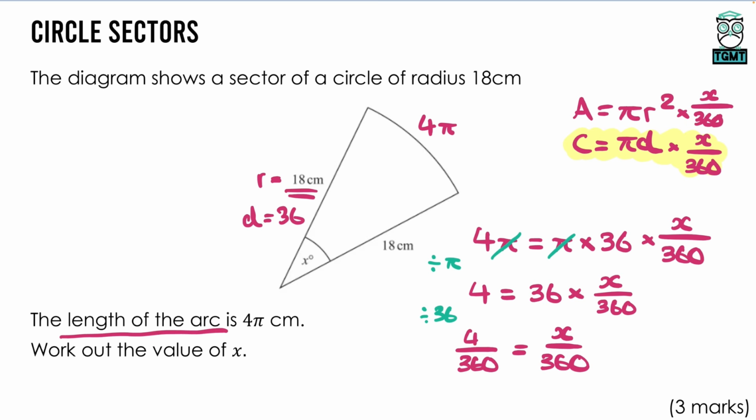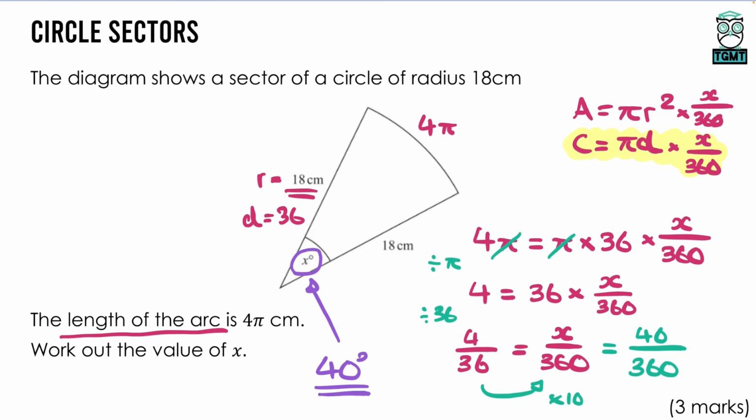And now that we've got to this stage, you can see there is a relatively nice step. And again, that should have said 36 there, not 360. Because actually what we want to think about now is, how do we make this become something over 360? Well, to do that, we would times the top and bottom of the fraction by 10. And if we times the top and bottom by 10, we get 40 over 360, and therefore the angle, which is what we were looking for, the value of x, is 40 degrees. And there we go. That is finding a missing angle using our circle formulas and doing that without a calculator in terms of pi.